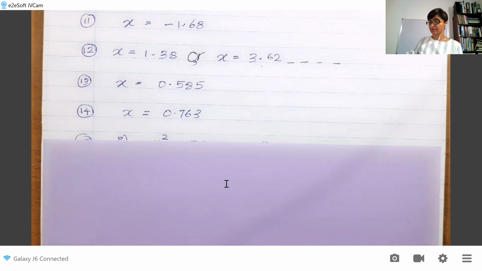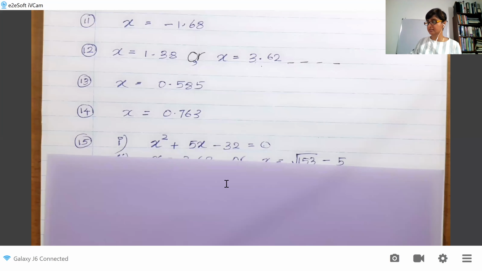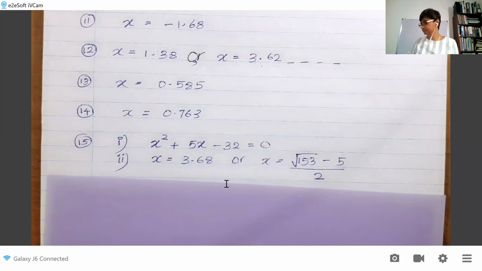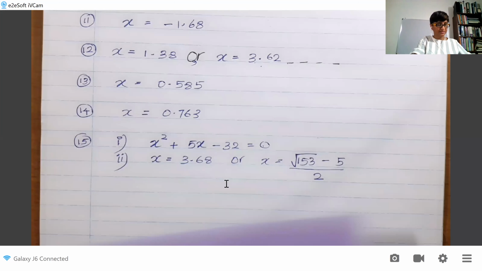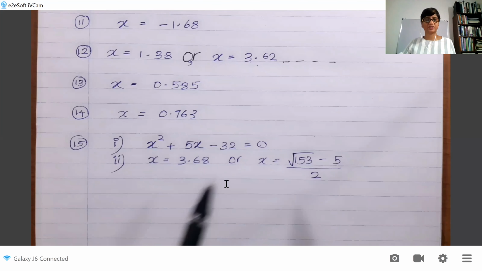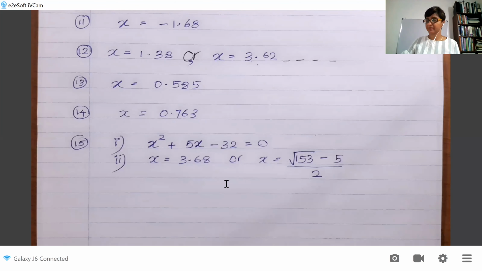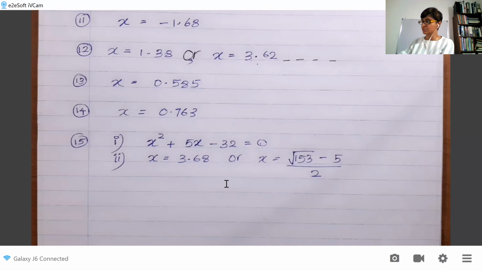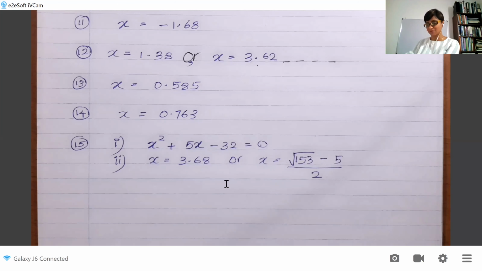Now, anyone, please stop me and ask if you have any question. The last one has 2 parts. Number 15. Part 1 is you have to show that you get this quadratic equation. So that's the equation you get, and then when you solve it, you get these 2 answers. Okay, Hatri says correct. Everyone else is okay with that?